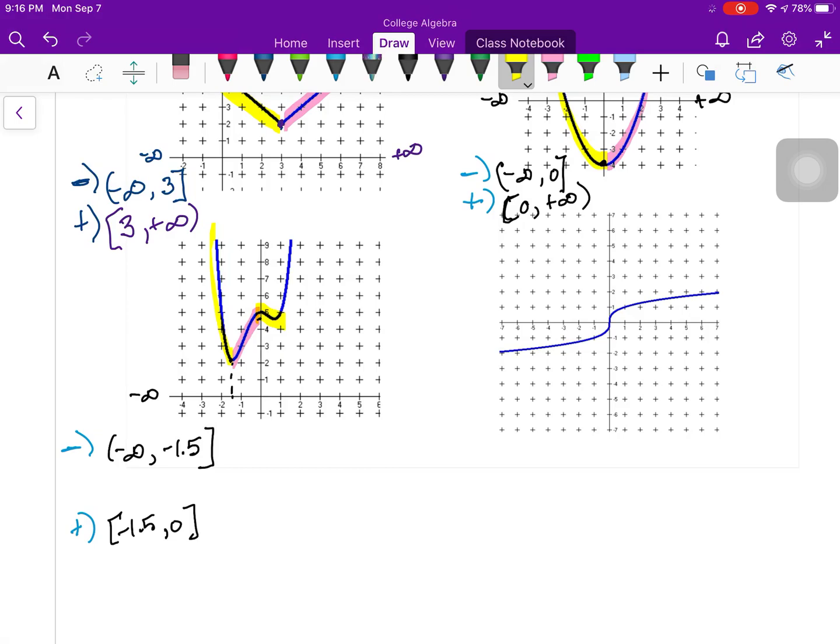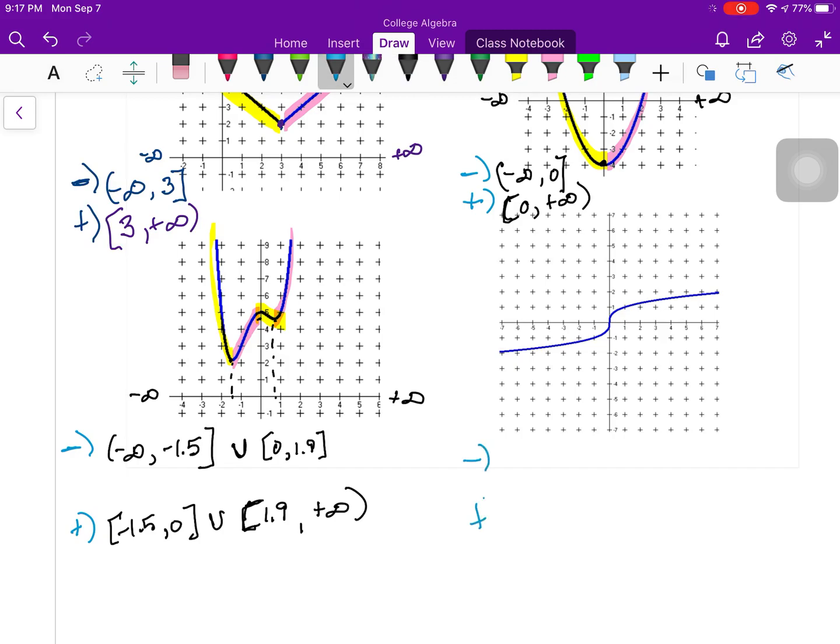Then my function decreases. So when you have more than one increase or decrease, you join it by a U for union. And that was 0 to maybe 1.9. And then my function increases. So union 1.9 to positive infinity.